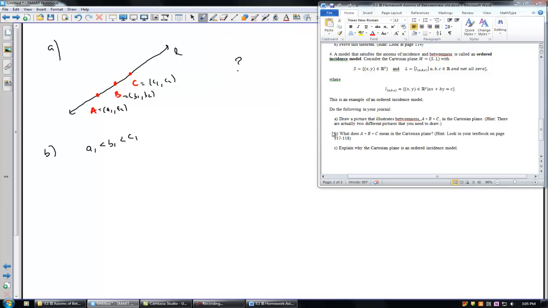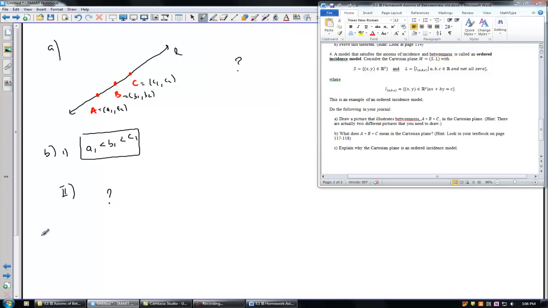Then part B is halfway done. What do you mean by B being between A and C? You can look in your textbook on 117 and 118. One version, if you give me 3 points on a line, looks like this. And then there's a second version, depending on how your line is drawn, and if it's that version, you have to do something else.